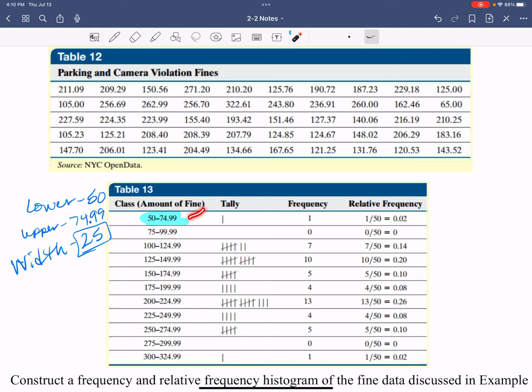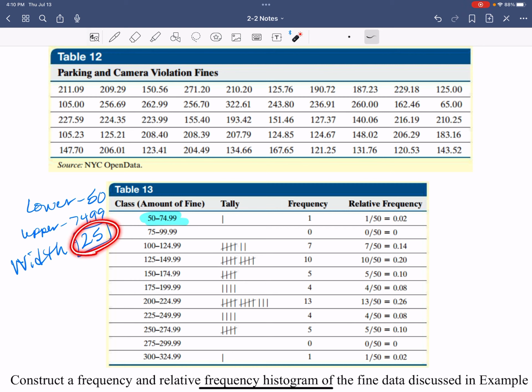Could I have this as 50 to 75? No, because if I'm going to tally this and this one went to 75, how am I going to know which one to tally that one into if I'm straight up $75? I don't know. That's the key. So that's why this one goes to $74.99, and your lower limits are always that rounded off value that I'm looking for.